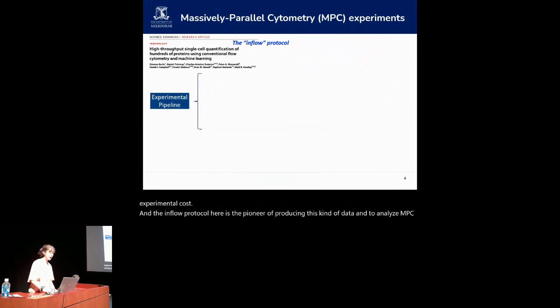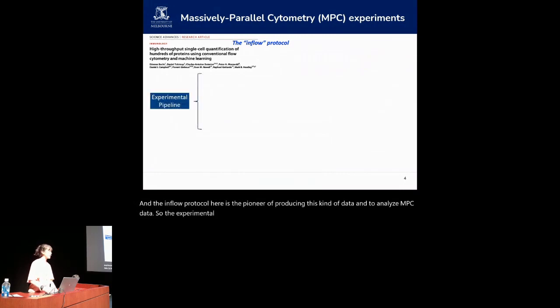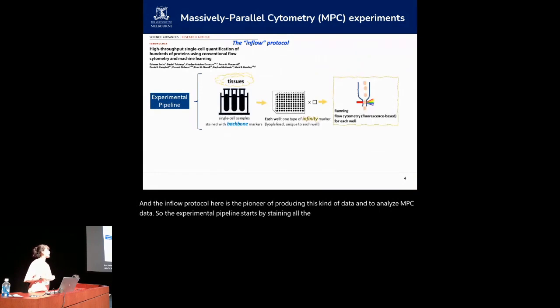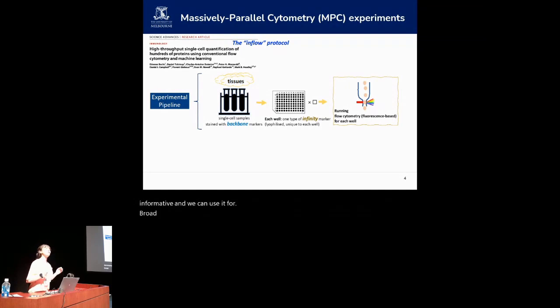So the experimental pipeline starts by staining all the single cells with backbone markers. The backbone markers are markers that are really informative, and we can use them for broad cell type recognition. And the second step is that we have this plate-based assay, and in each well, there's one particular protein marker. It's called an infinity marker, and it's kind of an exploratory marker.